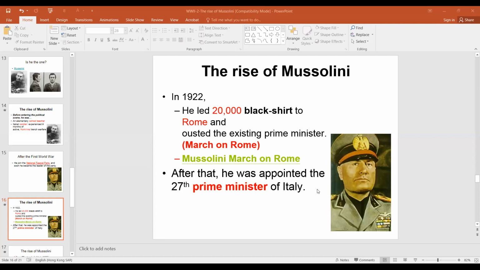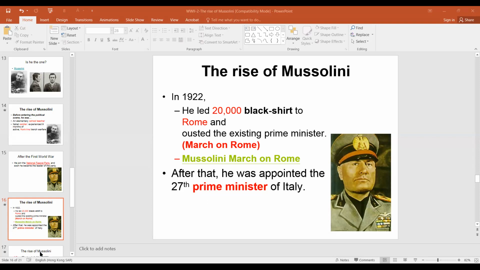Okay, students, so from the video, you can see what the March on Rome is. Mussolini and his supporters were really just walking into the room. Of course, they brought along their guns, but they didn't fight. Actually the march was quite peaceful. Facing the pressure from Mussolini and his supporters, the former prime minister stepped down, and Mussolini became the new prime minister, the 27th prime minister of Italy.